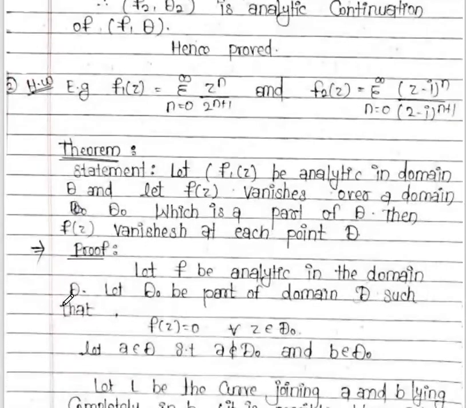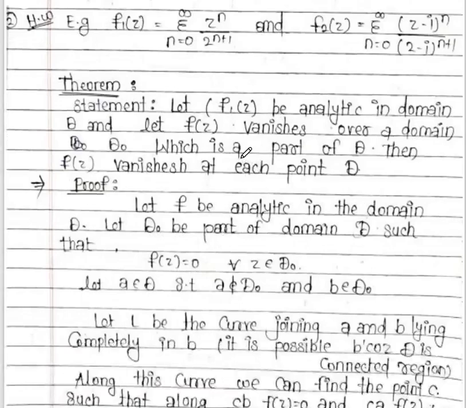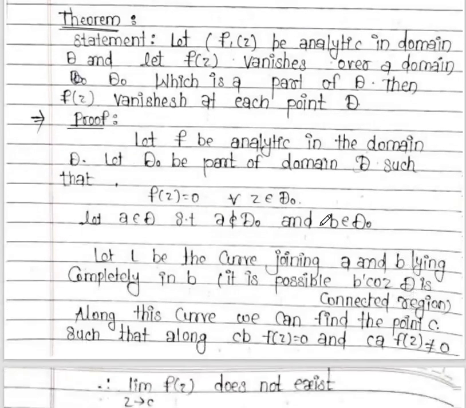What is this next theorem? Let f of z be analytic in domain D, and let f of z vanish over a domain D0 which is a part of D. Then f of z vanishes at each point of D. We will see the proof of this theorem. Let f be analytic in a domain D, and let D0 be any part of the region D such that f of z equal to 0 for every z belongs to D0.